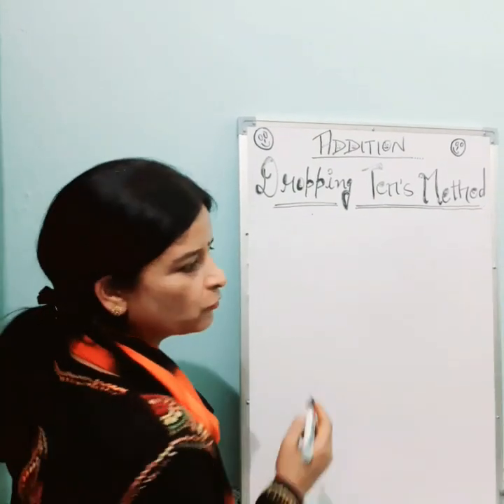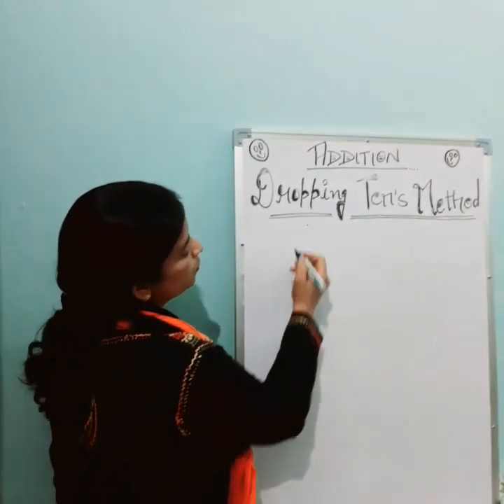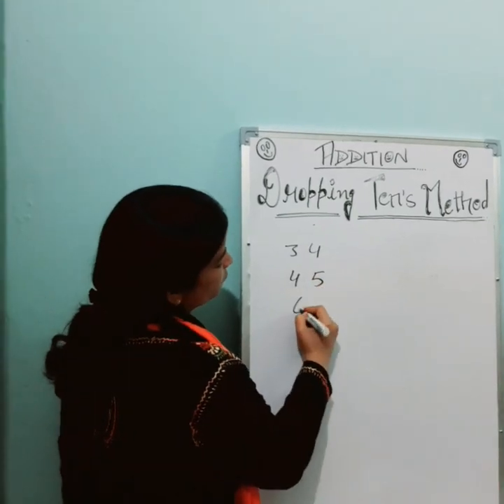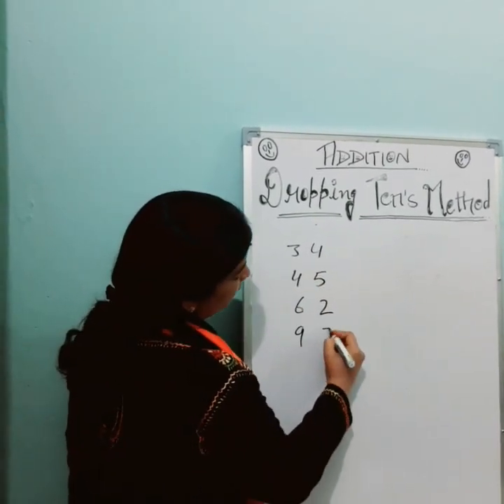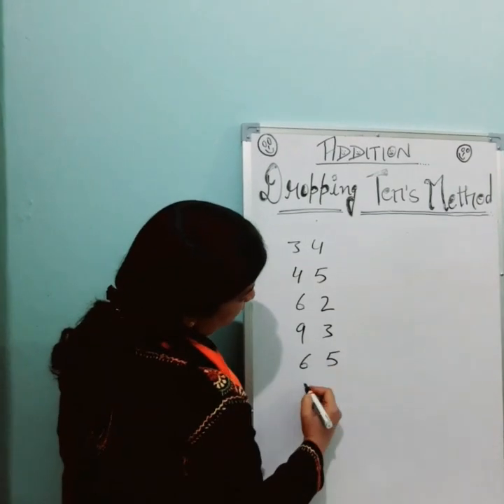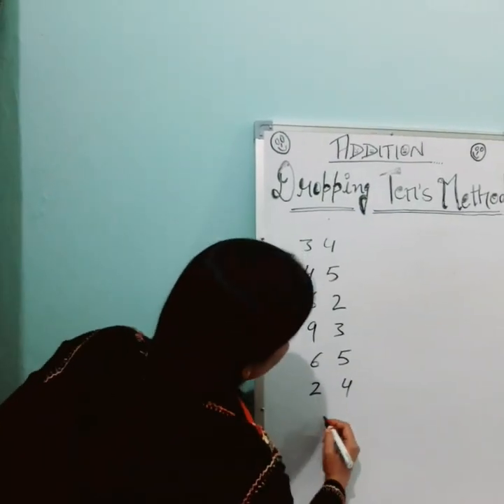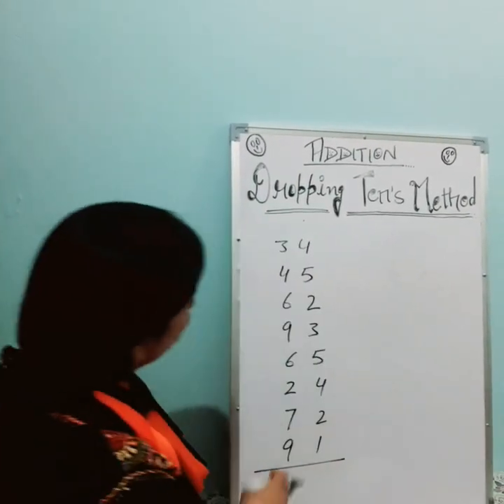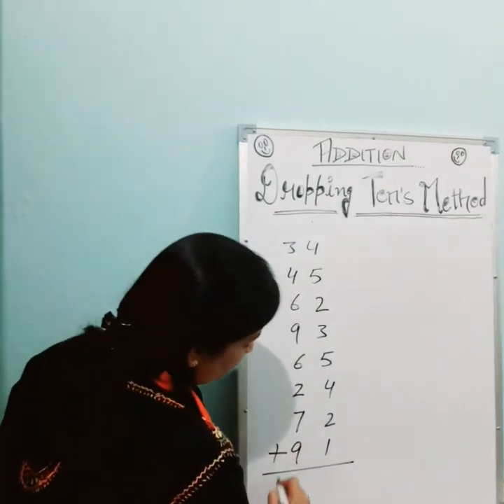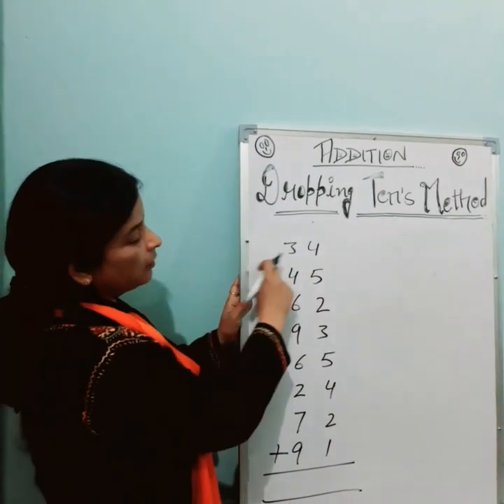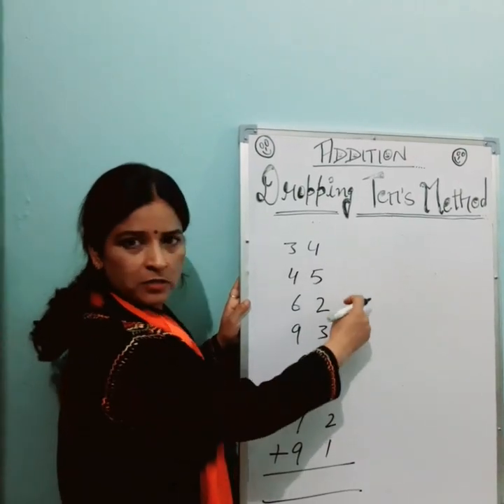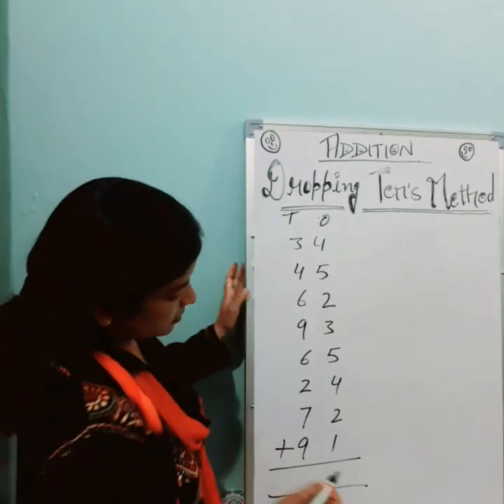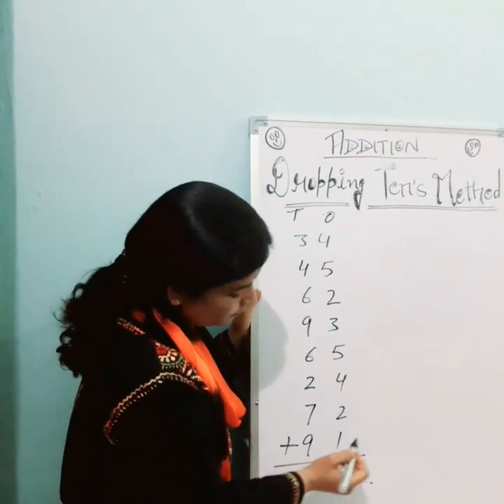Now do addition of 2-digit numbers. So 34, 45, 62, 93, 65, 24, 72, 91. We want to add these numbers. Here we will start from the right side first. It means we will add ones first and after that we will add tens. We will start from the bottom.